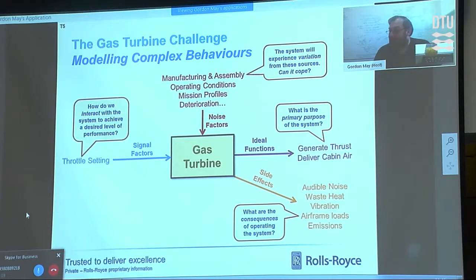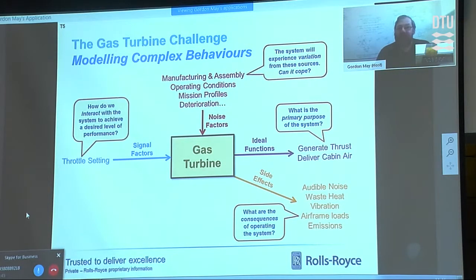More complication, of course, is that this isn't a static operation. We don't just turn a gas turbine on and leave it running. There's an interaction with the pilot, so there are different demands for different levels of thrust throughout its operation. So we have signal factors to account for. Are they noisy as well is another question we need to answer, and how do we cope with the noisy signal but behave in the expected manner?